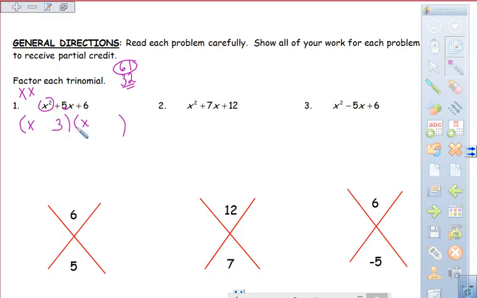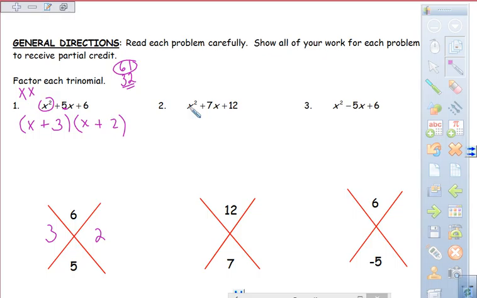So it doesn't matter where I put the 3 or where I put the 2. Because this is a positive 5 and a positive 6, these numbers would have to be plus and plus. So using our diamonds, what multiplies to 6 and adds to 5, our choices are 3 and 2. So those are the numbers that go up here.